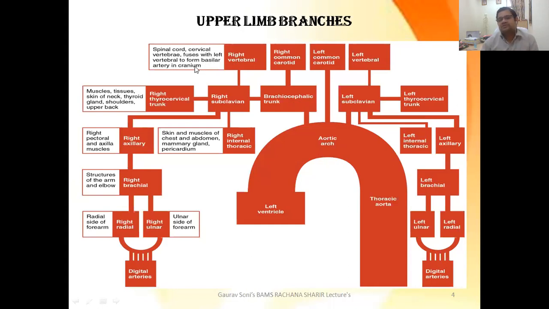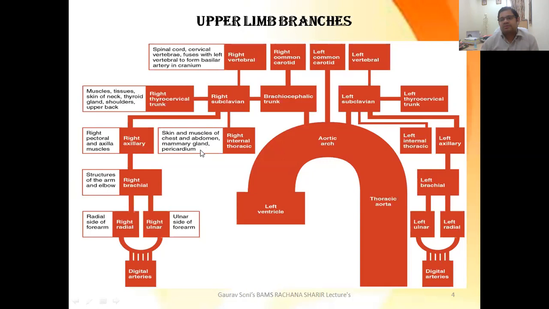The basilar artery, as we know, forms the circle of Willis on the posterior side of the head region. Then there is the right thyrocervical trunk, which supplies the muscles, tissues, and skin of the neck, the gland, shoulder, and upper back. Then on the front side, it gives the right internal thoracic branch. These are the branches of the right subclavian. Remember, it supplies the skin and muscle of the chest, the mammary gland, and the pericardium.